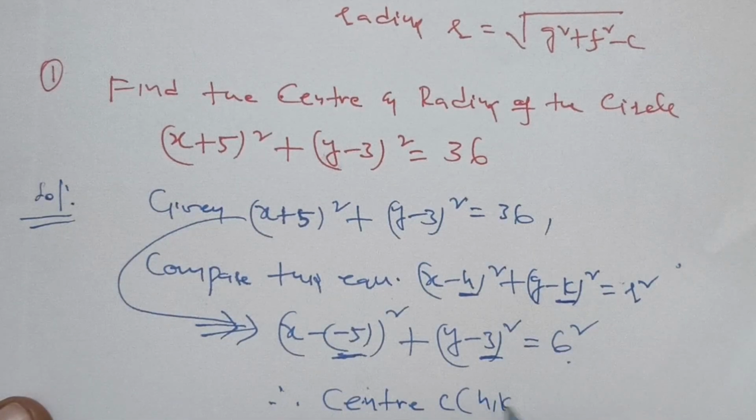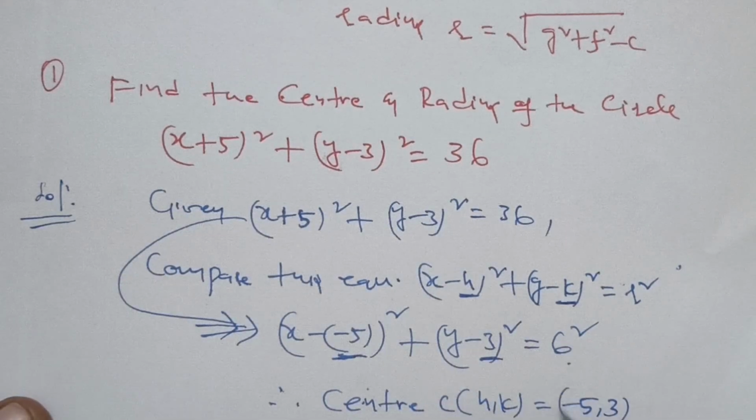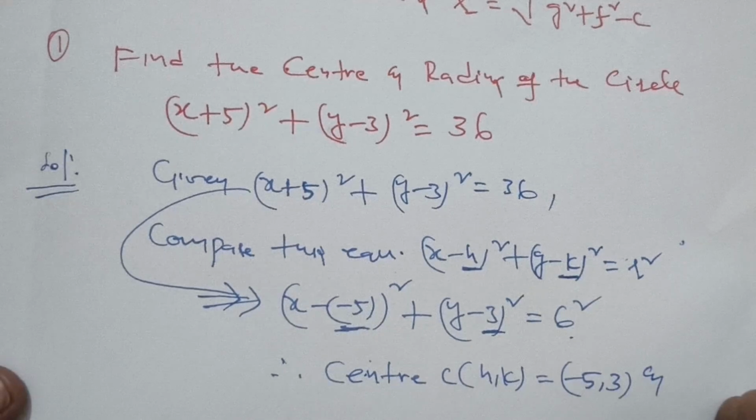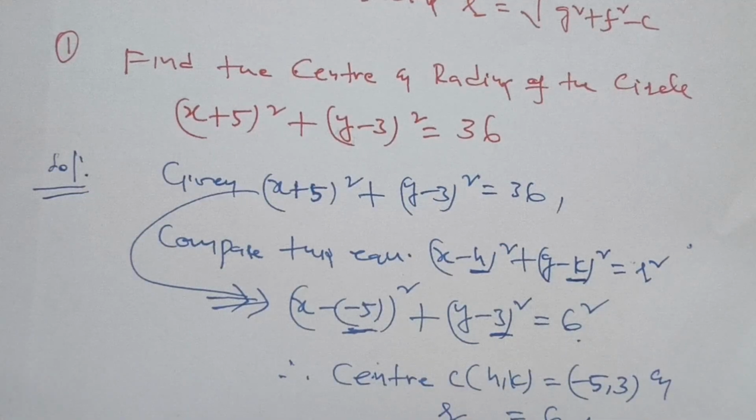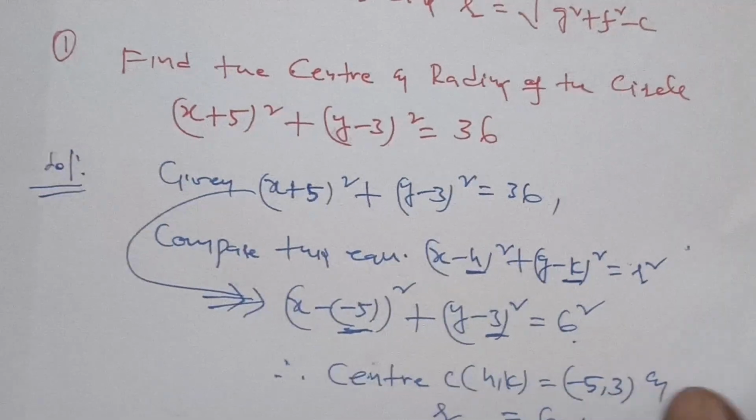So the center formula for the circle equation is h comma k. If the equation is of this form, here the h value is minus 5, the k value is 3, and radius r equals 6 square, so r equals 6. That is the first problem.